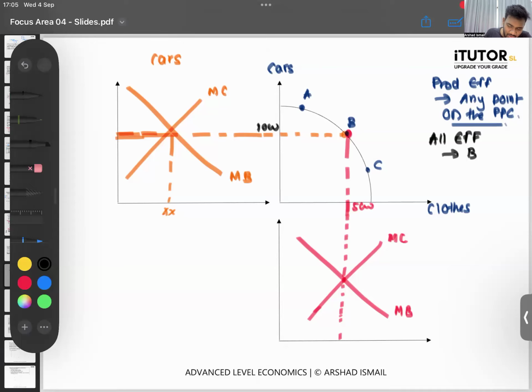Can you all tell me which point represents economic efficiency? To have economic efficiency, you have to have productive and allocative. You have to have both. So which point has both? Point B, no? So that's your economic efficiency.